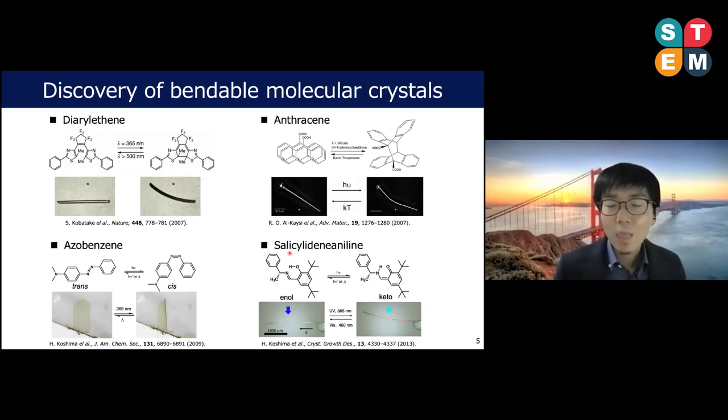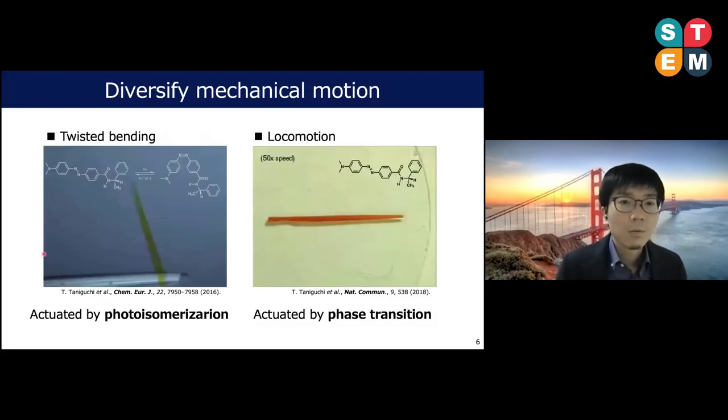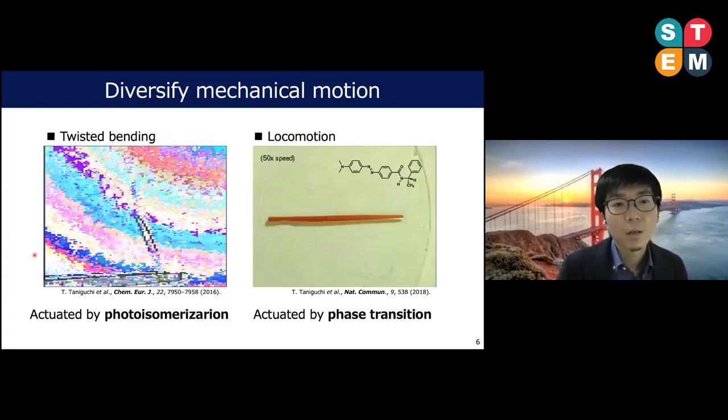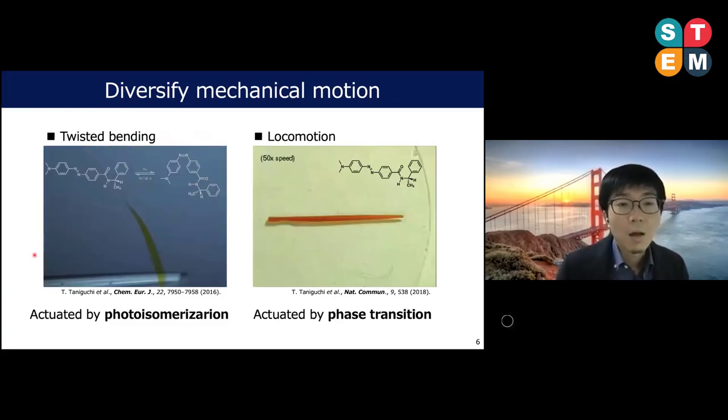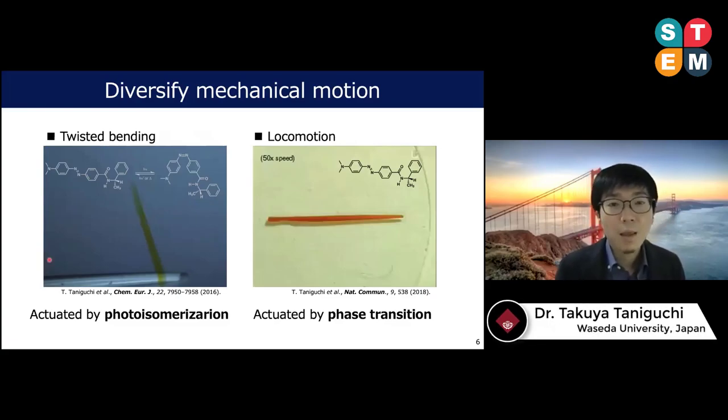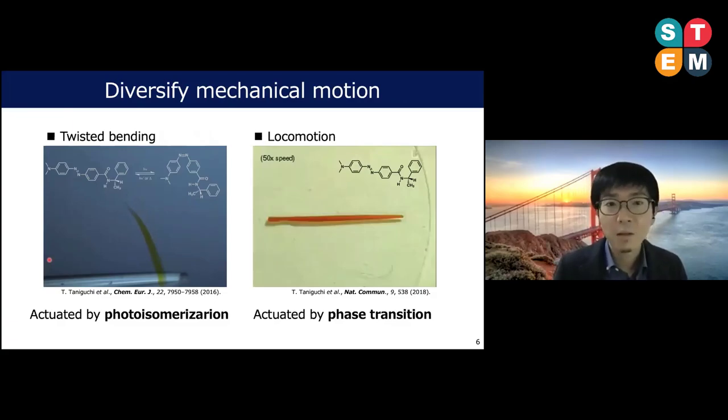In my previous works, I aimed to diversify the mechanical motion. So in this left movie, I developed an azobenzene crystal, which twisted and bent simultaneously by photoisomerization. And then in the right movie, I discovered that the molecular crystal can walk like an inchworm. This locomotion is due to bending, which happens at phase transitions by temperature change.